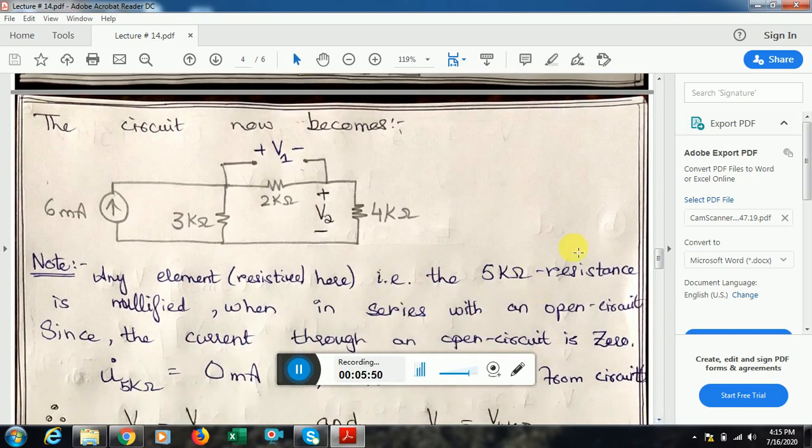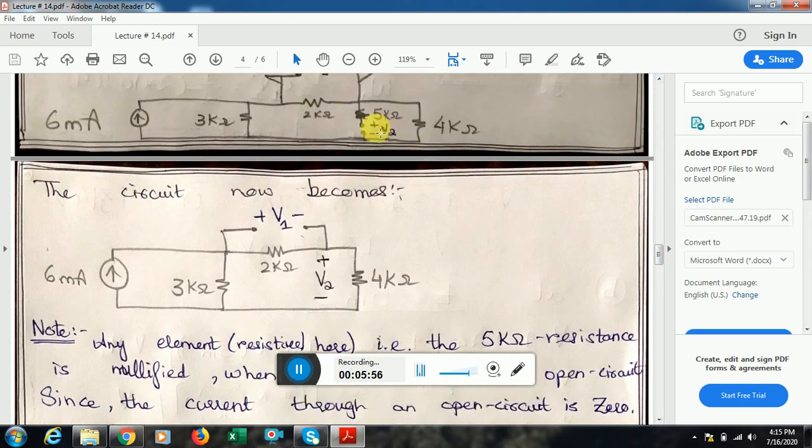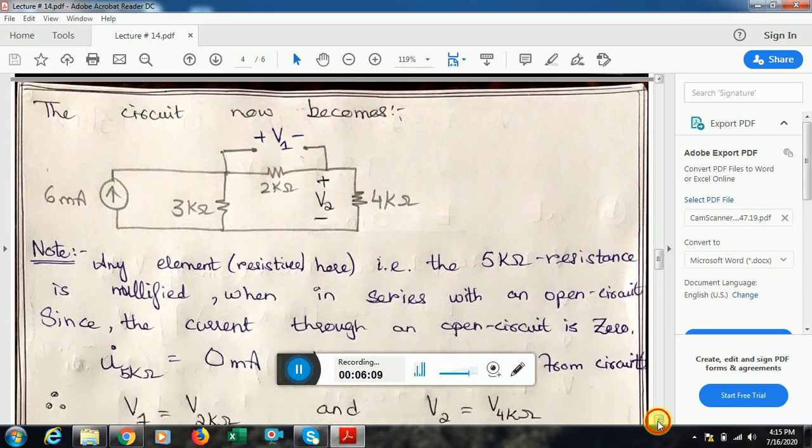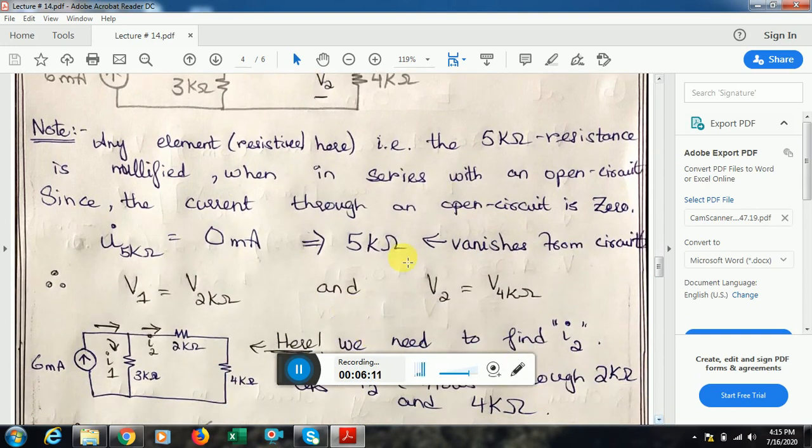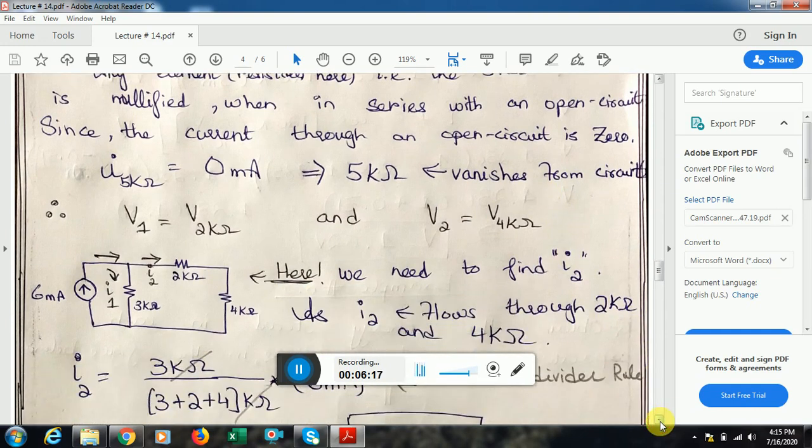So you know that any element in series with an open circuit is nullified. This means that for this 5 kilo ohm, the current in this end is 0, so this will also encounter a 0 current, and V of 5 kilo ohm is equal to 0 volts. So that's why the effect of 5 kilo ohm is nullified, and we simply can remove this 5 kilo ohm from the circuit. So we have to find V1 and V2 over here.